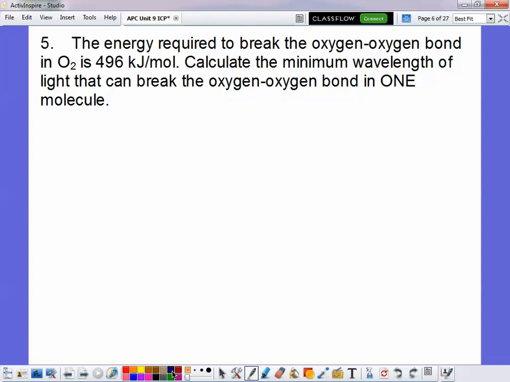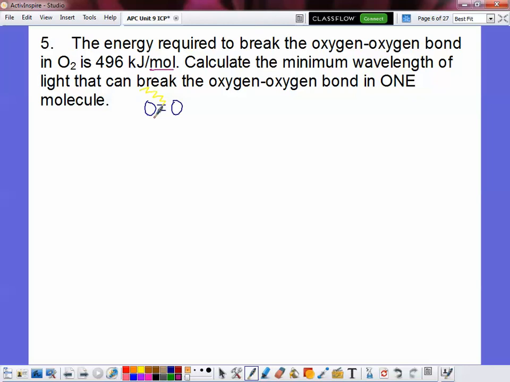So O2 looks like this. I'm not going to worry about the lone pairs. So basically, we have light. I'll even use yellow. We have light. We want to know what wavelength of light is needed to break that bond. Okay? The energy of that bond is 496 kilojoules per mole. And that is for a mole of those molecules.